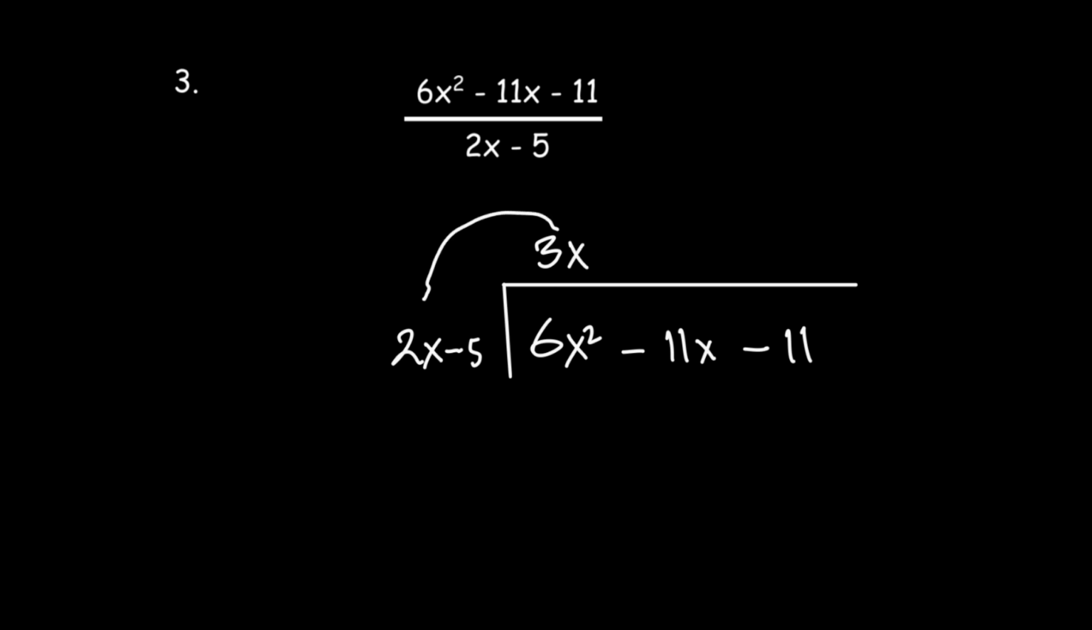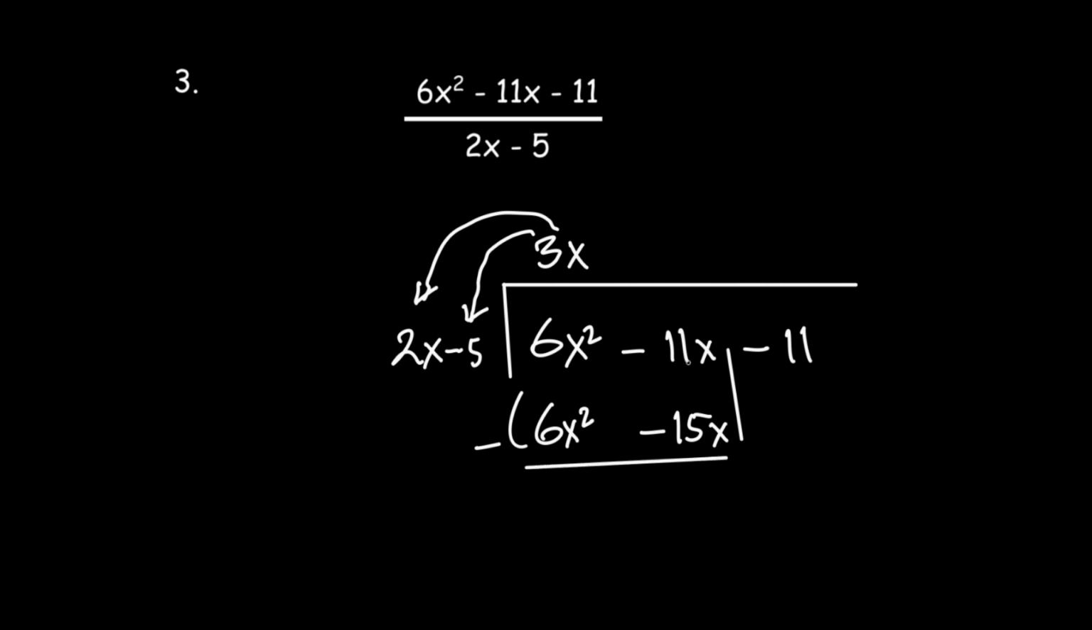We go ahead and then distribute the 3x. We take it, we multiply. So what is 3x times 2x? This is going to be 6x squared. Then 3x times negative 5 is going to be negative 15x. Then we go ahead and then subtract like this. So this is what we have. Negative 11x minus 15x. This is going to be positive 4x. Then positive 6x squared minus 6x squared is going to be 0.